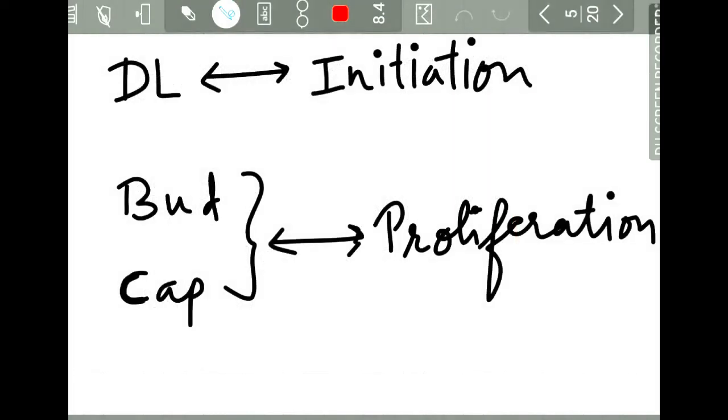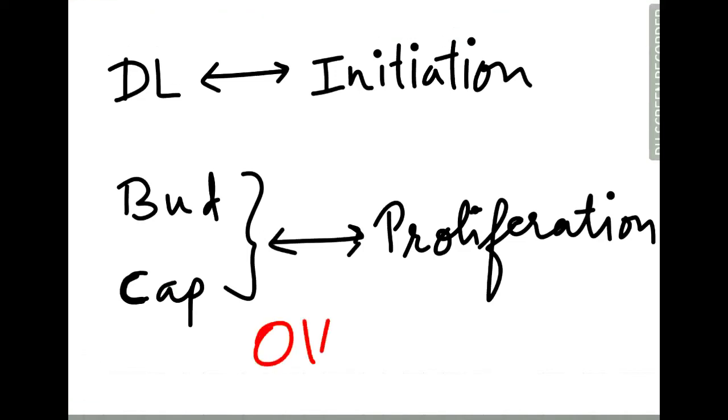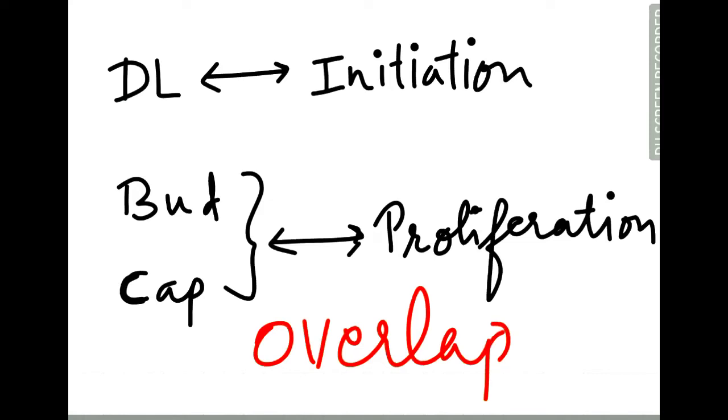Now remember, these processes are described under different headings, but still each of these physiologic processes is not individual. They tend to overlap with each other. Each of these physiologic processes tends to predominate in one morphological stage, but they overlap with each other.